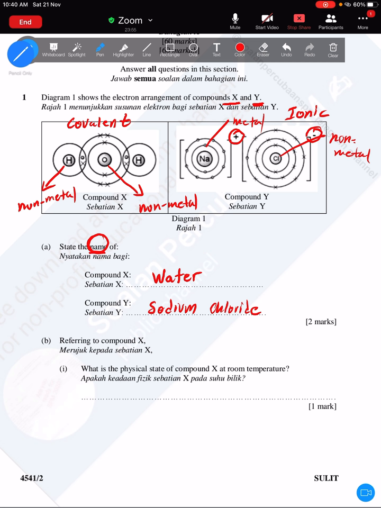Referring to compound X, what is the physical state of compound X at room temperature? I already said it just now. What is the physical state? Very good. Liquid. Don't say aqueous. Aqueous is a solution. Liquid when it is single. Therefore, this is a liquid. Whoever wants to screen capture, you can do it now. I will give some time to screen capture as well. Okay, done?